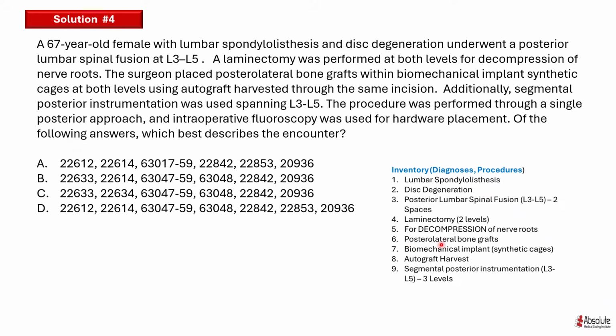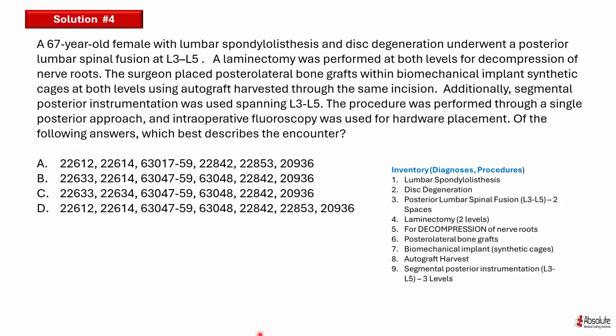Also, posterolateral bone grafts. All right, so there was grafting. Also, there was a biomechanical implant, in fact, synthetic cages. Number 8, there was an autograft. So that bone graft was an autograft. It came from the patient. It was harvested in the, it says, through the same incision. So it came from the patient. And number 9, segmental posterior instrumentation, L3 through L5, and that is 3 levels.